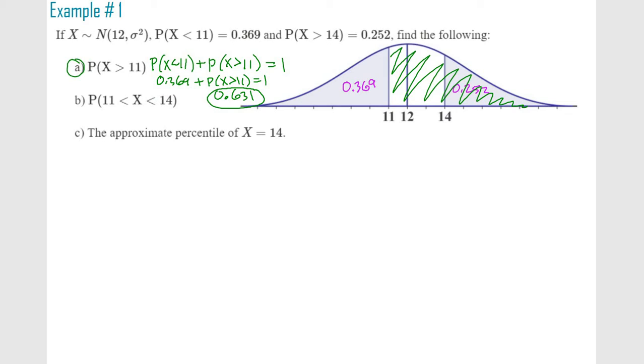Now for part B, I want the probability for x to be in between 11 and 14. So that's this area right here. So I should know, I'm going to do this one down here, that this one is 0.369 plus the probability between 11 and 14 plus 0.252 should equal 1.